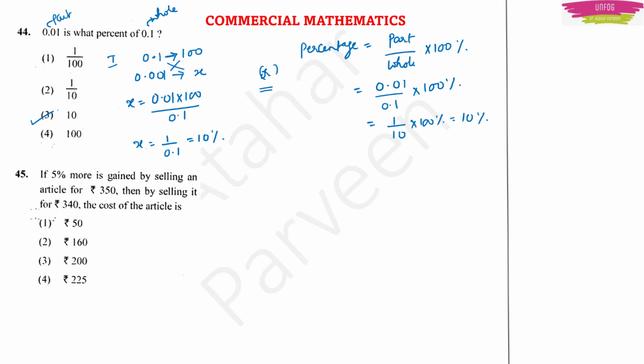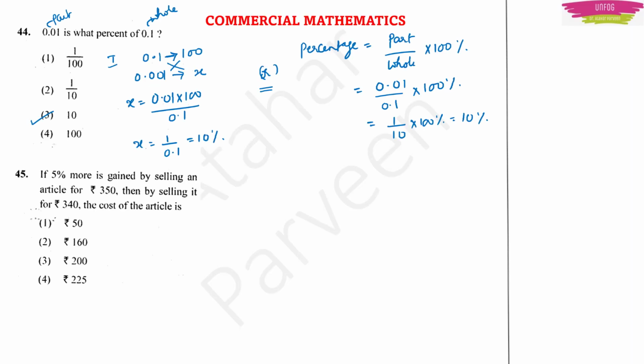Next, question number 45. The question is, if 5% more is gained by selling an article for rupees 350 than by selling it for rupees 340, the cost of the article is. So options are rupees 50, rupees 160, rupees 200, rupees 225. This is also from commercial mathematics only.